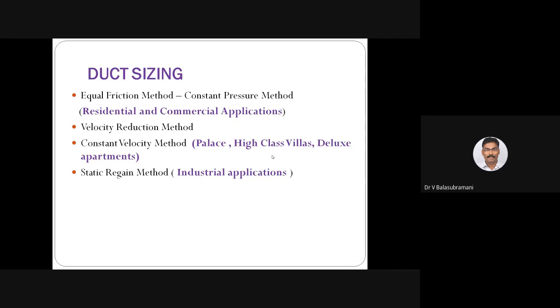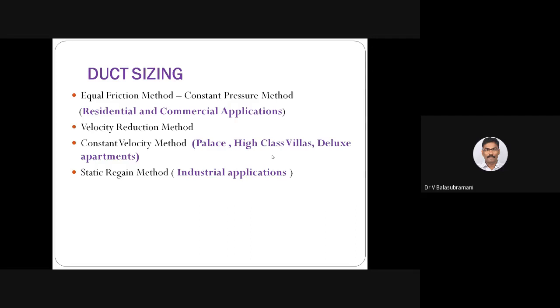And the constant velocity method is used in palaces, high class villas and deluxe apartments. In this method, we are not worrying about the cost. Here we are worrying about comfort. So we need high comfort, velocity is minimized, so the noise is minimized. Other things we are not worrying about. Only comfort. The material may be increased, whatever it is. We are not worrying.